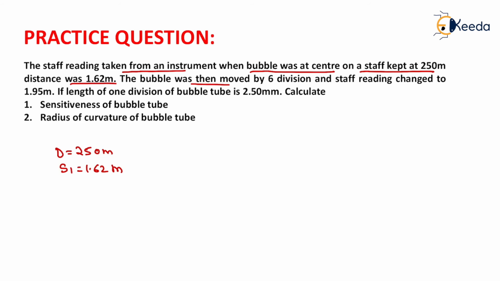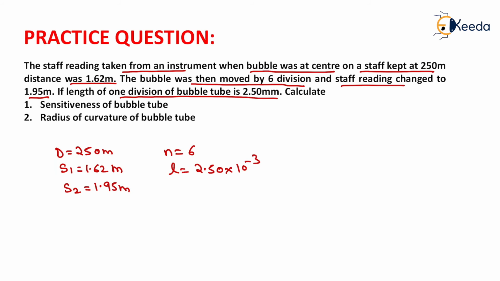Now the bubble was then moved by 6 divisions. It means that the value of n is given as 6 and the staff reading changed to 1.95. It means that the S2 value will be equal to 1.95 meter. If length of one division of bubble tube is 2.50 mm, it means that the value of small l is given as 2.50 mm. So we will convert this value into meter, that is 2.50 into 10 to the power minus 3 meter. Now we need to calculate sensitiveness of bubble tube, that is alpha value, and radius of curvature of bubble tube, that is r value.